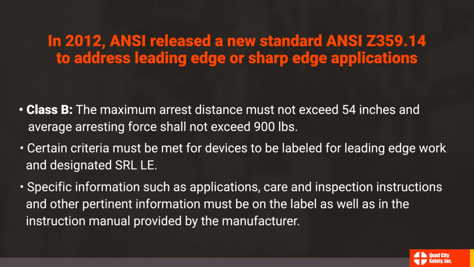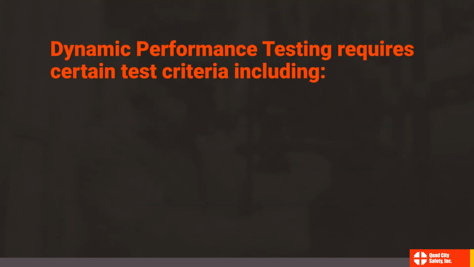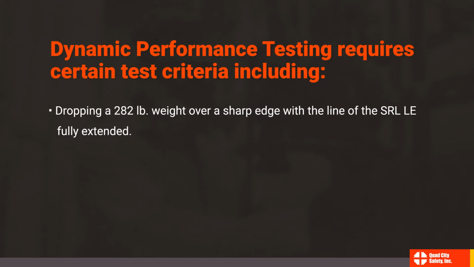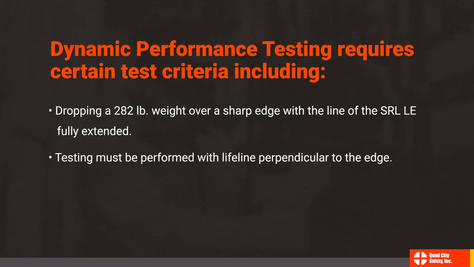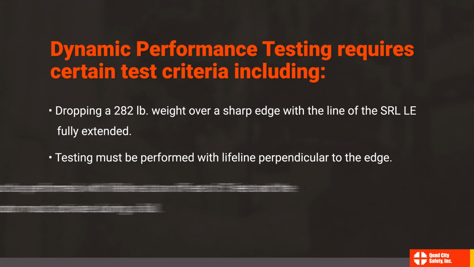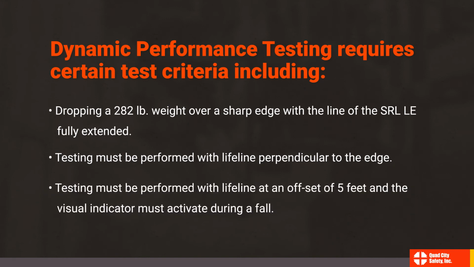Specific information such as applications, care and inspection instructions, and other pertinent information must be on the label as well as the instruction manual provided by the manufacturer. Dynamic performance testing requires certain test criteria, including dropping a 282-pound weight over a sharp edge with the line of the SRL-LE fully extended. Testing must be performed with a lifeline perpendicular to the edge, and testing must also be performed with the lifeline at an offset of 5 feet, and the visual indicator must activate during the fall.